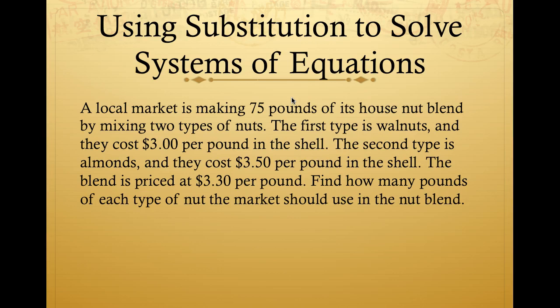Now, on to some word problems. A local market is making 75 pounds of its house nut blend by mixing two types of nuts. The first type of nut is walnuts, and they cost $3 per pound. The second type is almonds, and they cost $3.50 per pound. The blend is priced at $3.30 per pound. Find how many pounds of each type of nut the market should use in the nut blend.